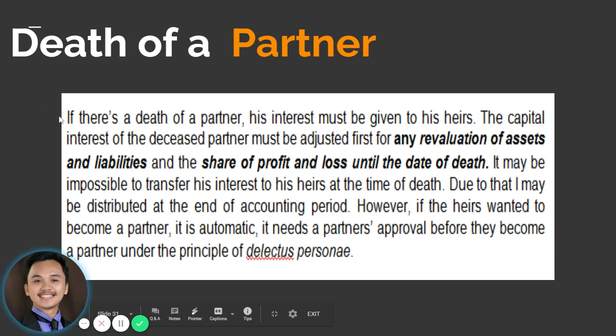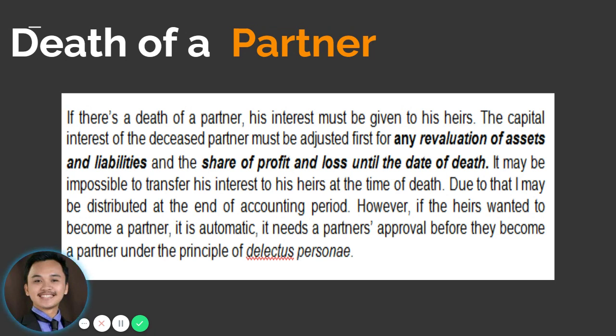Continue. Another reason why there is a dissolution is a death of a partner. If there's a death of a partner, his interest must be given to his heirs. The capital interest of the deceased partner must be adjusted first for any revaluation of assets and liabilities, and then the share of profit and loss until the date of death. So it may be impossible to transfer his interest to his heirs at the time of death. Due to that, it may be distributed at the end of the accounting period.